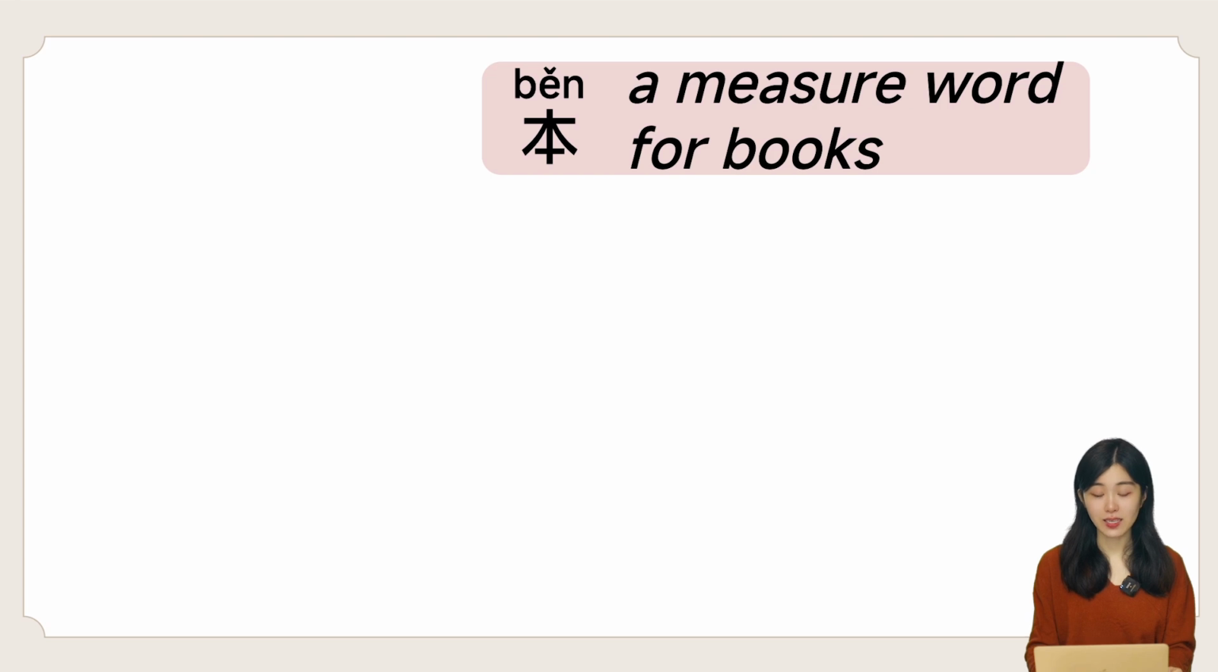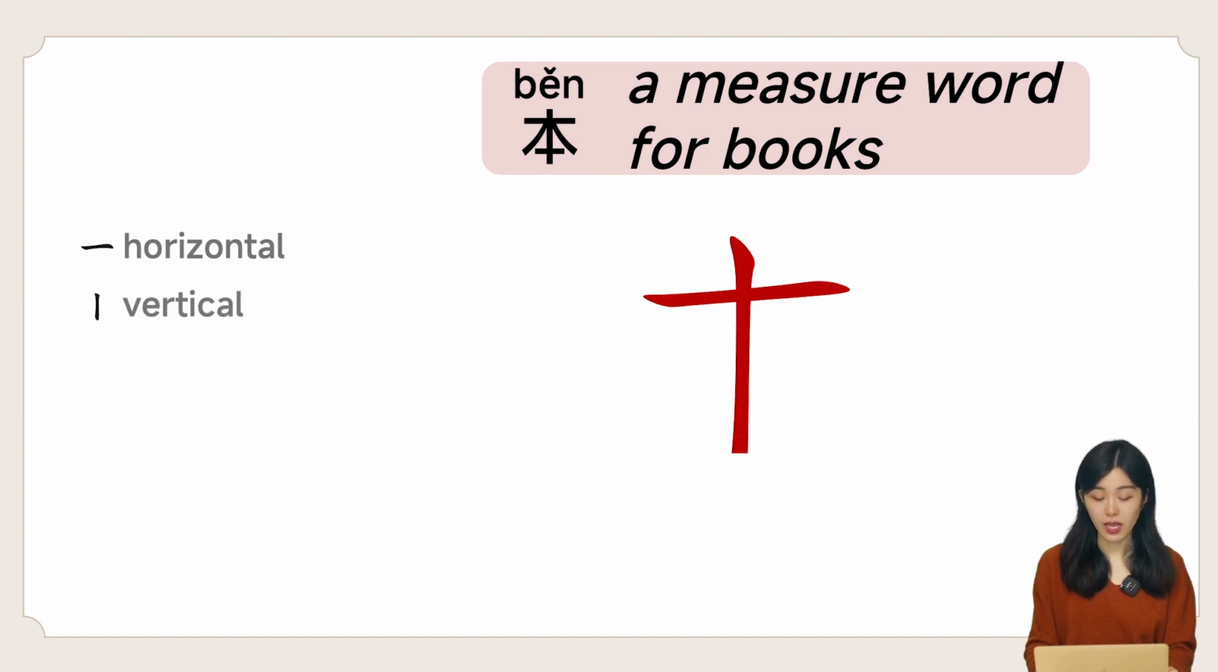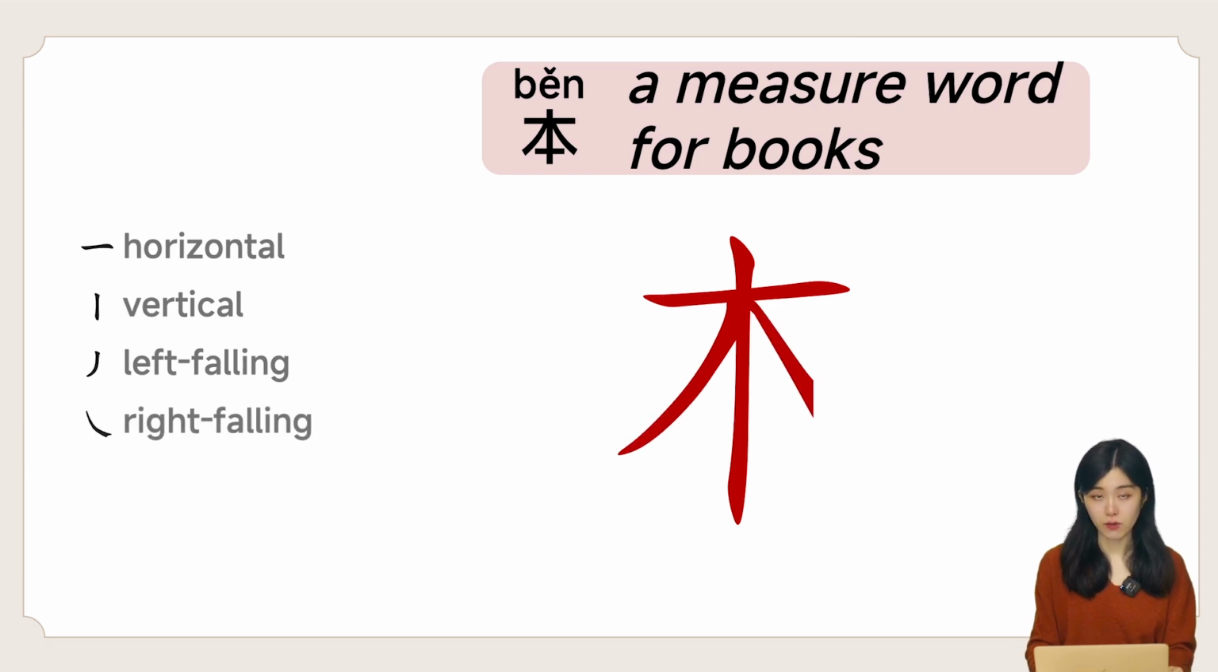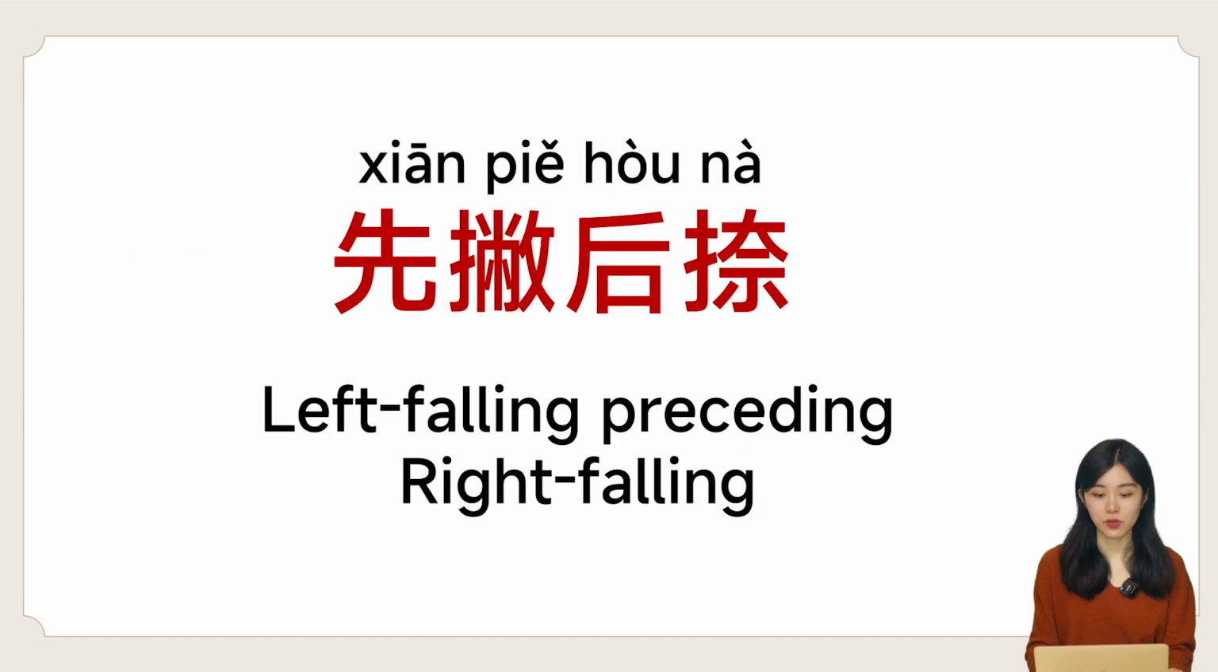First, we write the horizontal stroke on the top. Write it from the left to the right. Next, we write the vertical stroke in the middle. Then we write the left falling on the left. Next, the right falling on the right. Finally, the horizontal stroke on the bottom. Great. This is the first rule. Now let's see the second rule.